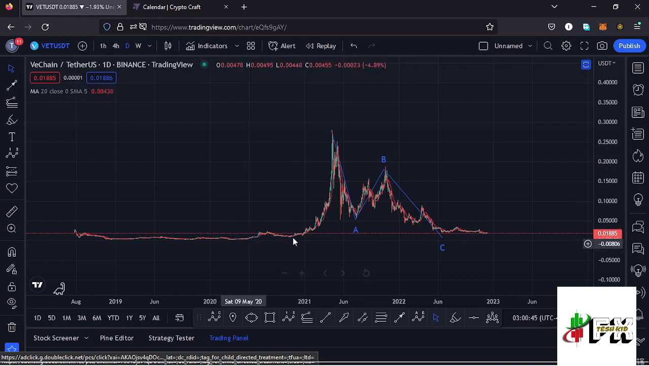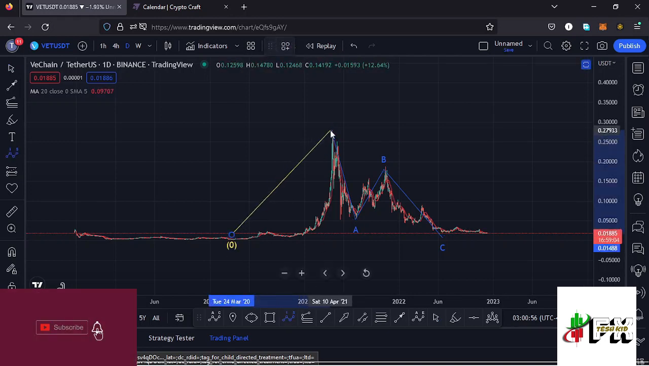So Vechain, from these low prices that we had been trading within, we saw a very nice bounce to the upper side, making it to an all-time high at around the $0.27 mark, in a movement that I'm terming as a higher Elliott wave count 1 to the upper side.